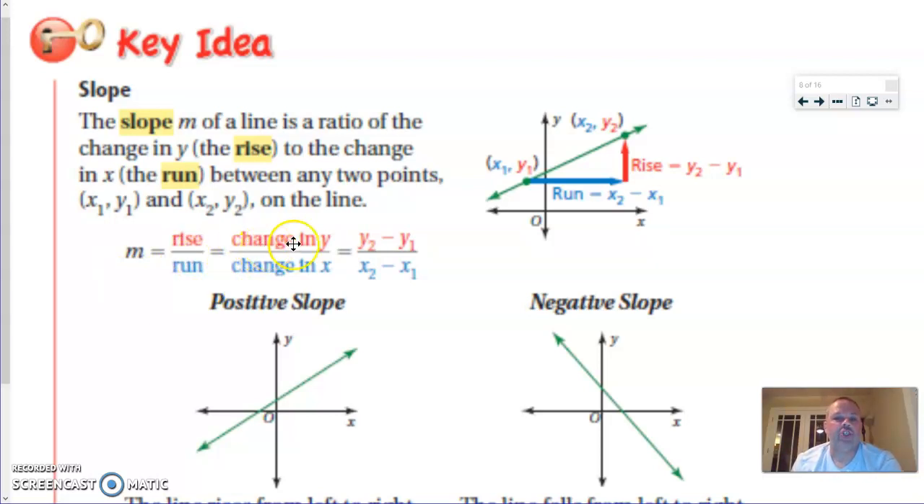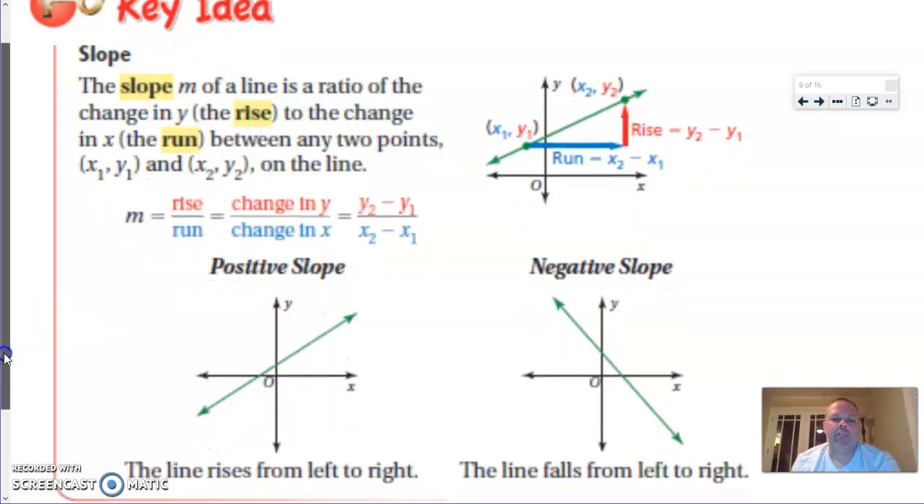We could also go to the change in y, which is y2 minus y1, over the change in x, which is x2 minus x1. Make sure that it is always y on top, x on the bottom. Change in y over change in x. y2 minus y1 over x2 minus x1, rise over run.